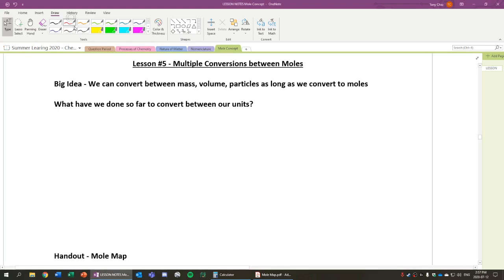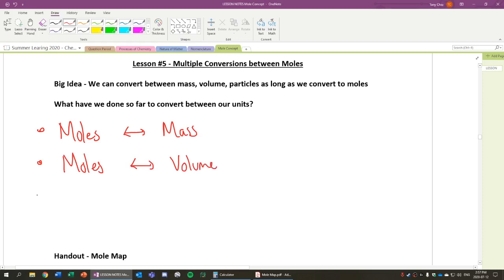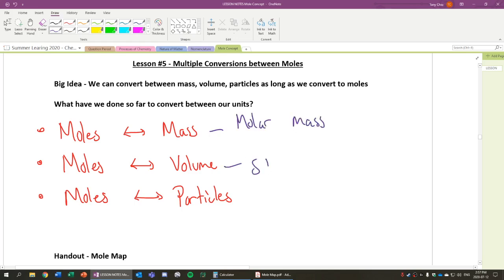Well, we've learned how to convert between moles and mass, between moles and volume, and between moles and particles. And each one uses a different thing. Mass uses molar mass, so if we know the molar mass, we convert between them. Volume uses STP. And particles use Avogadro's number.